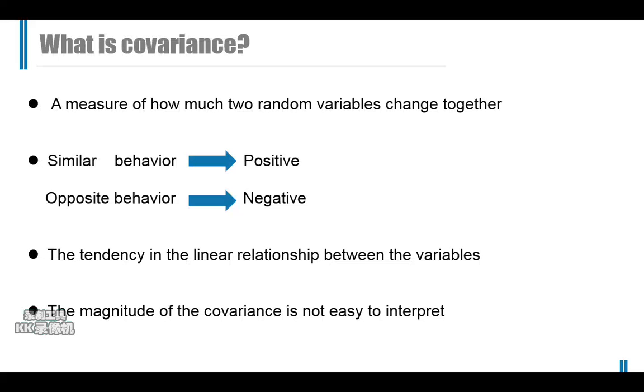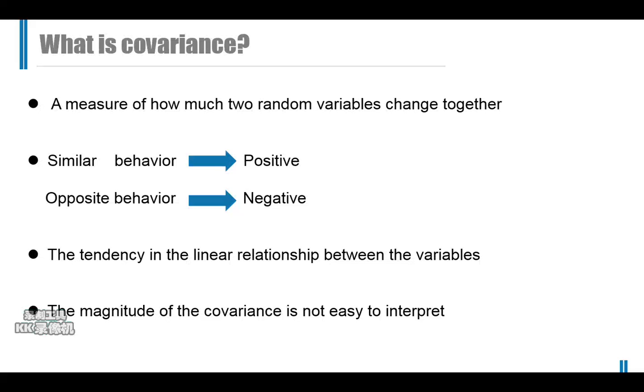The magnitude of the covariance is not easy to interpret. It means that the value of the covariance can only show what the tendency is, but how strong the tendency is cannot be reflected by the value of the covariance alone.